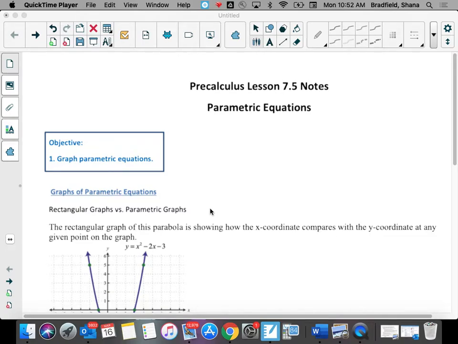Hey, good morning, guys. We're going to look at 7.5 notes here on parametric equations. So it's still going to give us a graph that looks just like a normal equation on the coordinate plane. But the way we go about it and the meaning is going to be a little bit different. So our objective is to graph parametric equations.